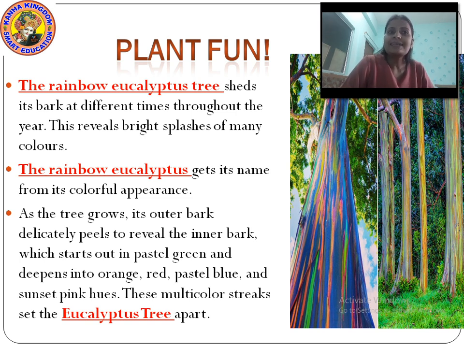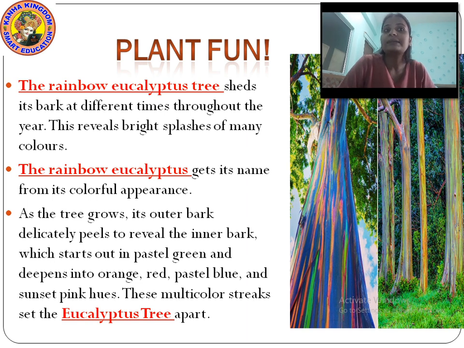As the tree grows, its outer bark delicately peels to reveal the inner bark, which starts out in pastel green and deepens into orange, red, pastel blue and sunset pink hues. These multicolor streaks set the eucalyptus trees apart.